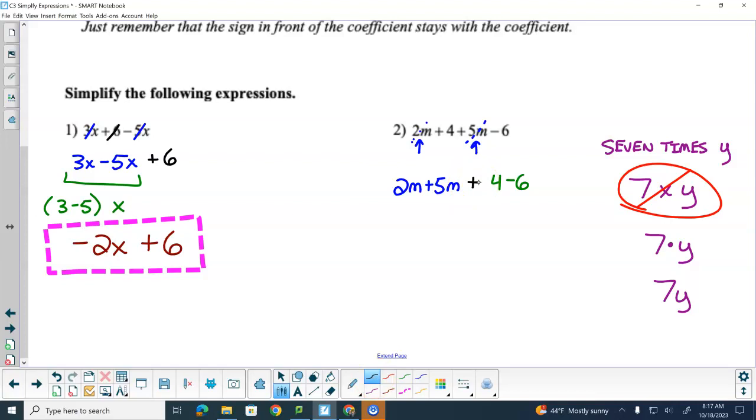If you have 2 pencils and I give you 5 more pencils, how many pencils do you have? You got 7 pencils now. Okay? So this becomes 7m. If you have 4 books and I take away 6 books, how many books do you have? Negative 2 books. Okay? So then this would become minus 2. That is simplified. And that 2 does not have an m, so we cannot combine them. They're not like terms.